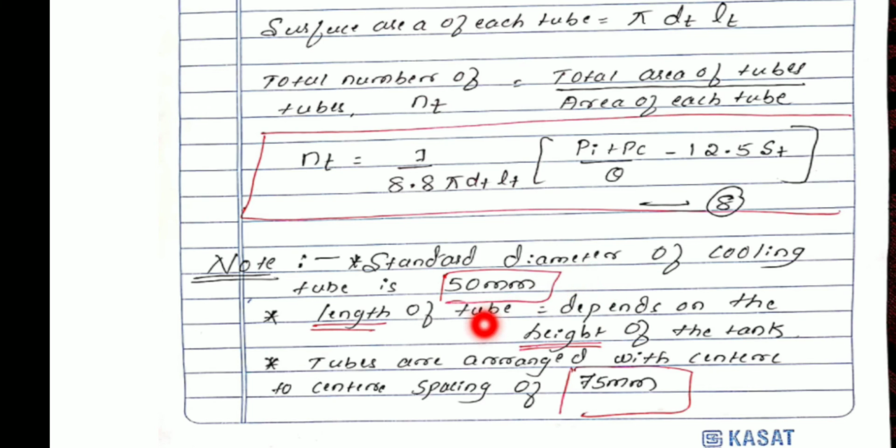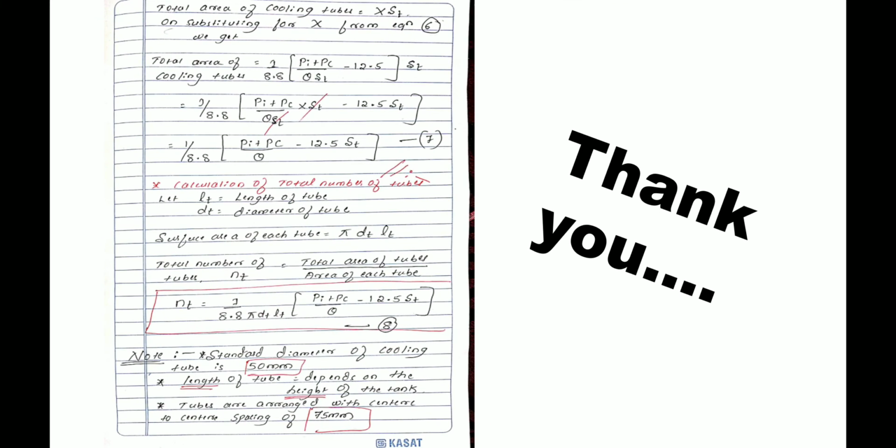This is the standard. If the length of the tube is not mentioned, it depends on the height of the transformer tank. After this, from the equation we get the number of cooling tubes. These tubes we should arrange in the transformer tank with a center to center spacing of 75 mm, and do the arrangement. I hope all of you are getting this derivation. So thank you.